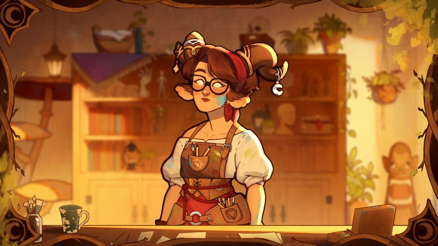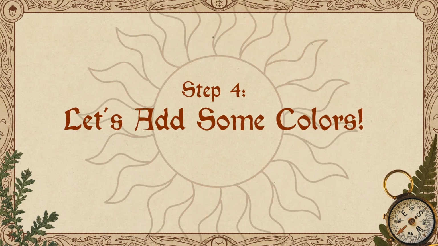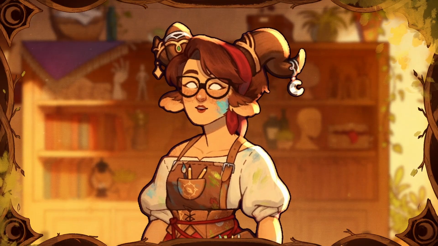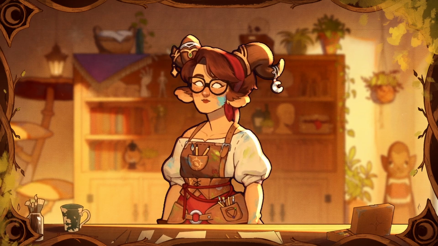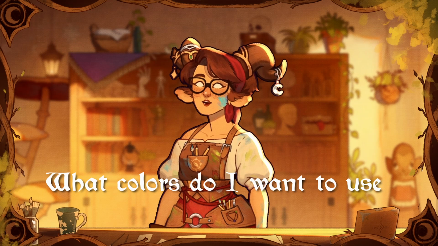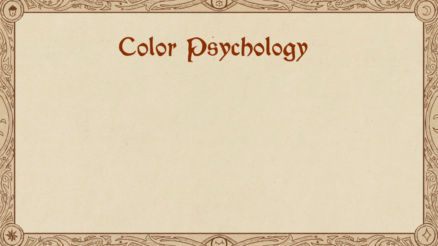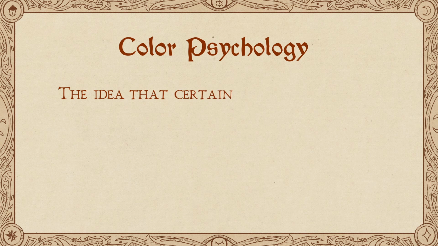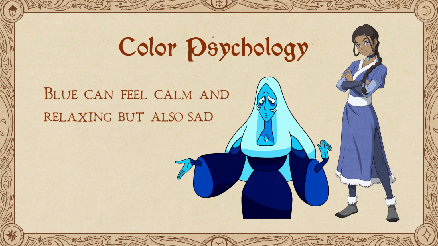Okay, with the sketch clean, we can start thinking about the colors. Having a good color palette can make or break a design, so it is a very important step. The first thing I try to think about is what colors I want to use, and to decide that, I try to use color psychology, which is basically the idea that certain colors can bring certain feelings and emotions. Like blue often feels calm and relaxing, but it can also feel sad.